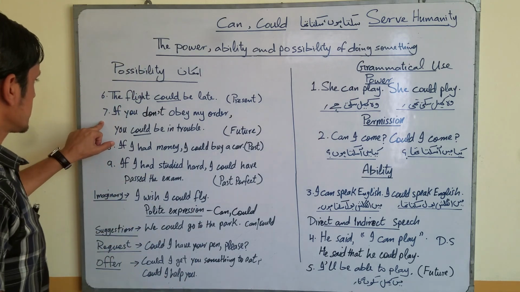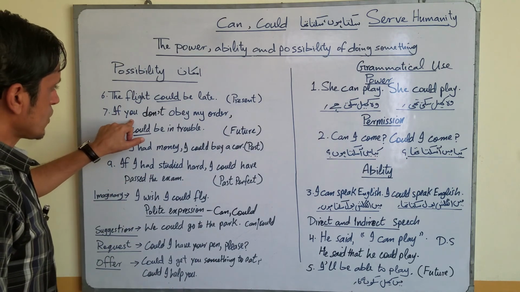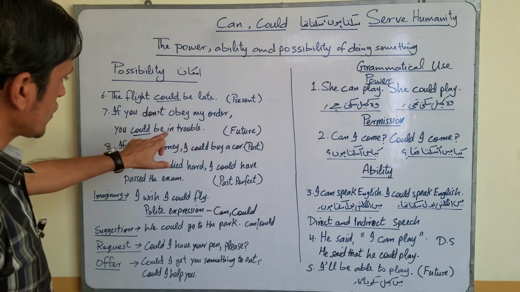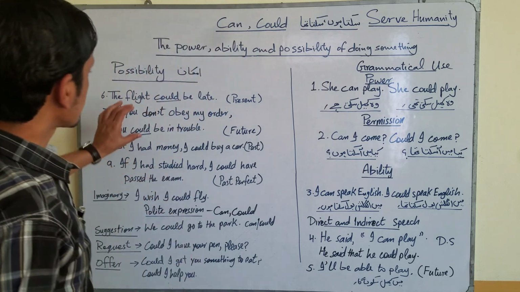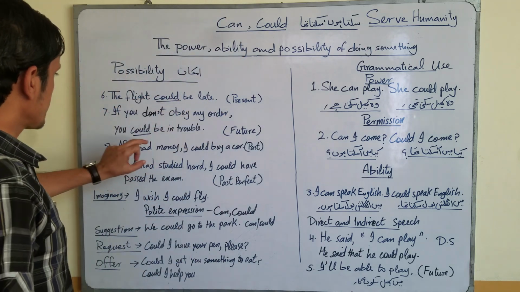Now come to sentence number 7. If you don't obey my order, you could be in trouble. If you don't obey my order, you could be in trouble, so you can use could here for the future.